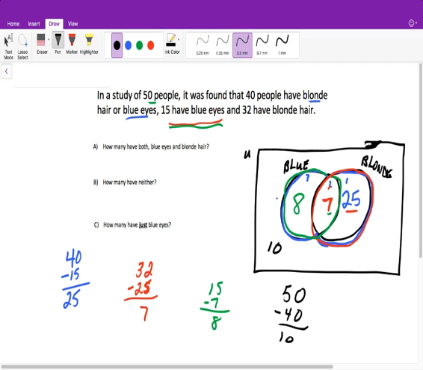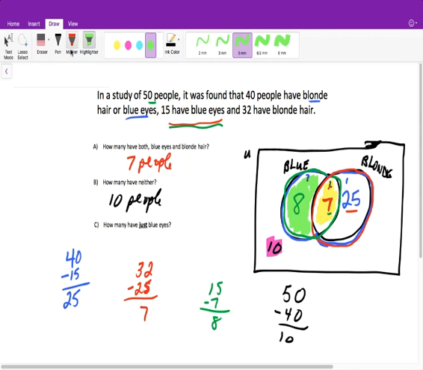So now let's use this Venn diagram to go ahead and solve A, B, and C. How many have both? Well, the amount that have both is the one that's in both circles, where both circles overlap. So that is this 7. So there are 7 people that have both. How many have neither? Neither is the outside of the 2 circles. So that is these 10 people here. So there are 10 people that have neither. And how many have just blue eyes? Well, the ones that have just blue eyes are the ones that are just in this region of the circle that's not overlapped with our blonde hair circle. So that has to be the 8 people that have just blue eyes.